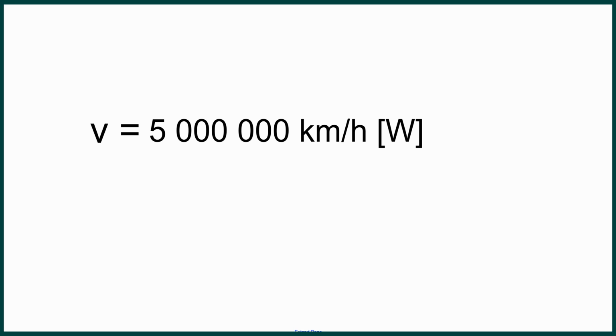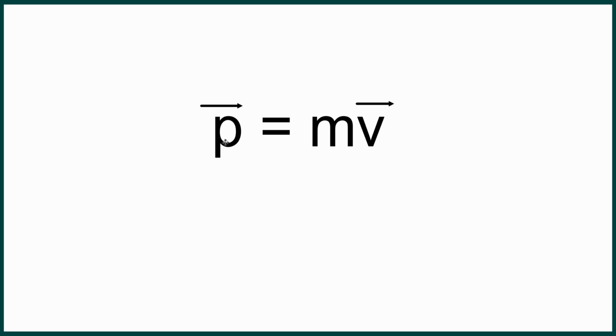Now, if we notice in the movie, he is not actually moving at all. He is completely at rest. So the equation for momentum is equal to M times V. Now, if V is zero, that essentially means that his momentum has to be zero.